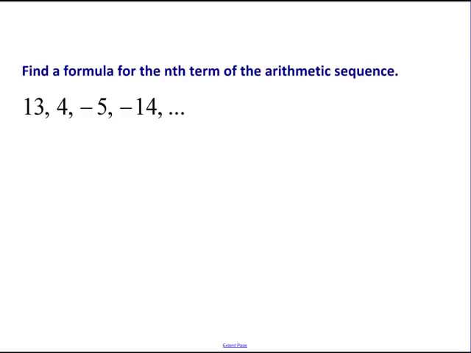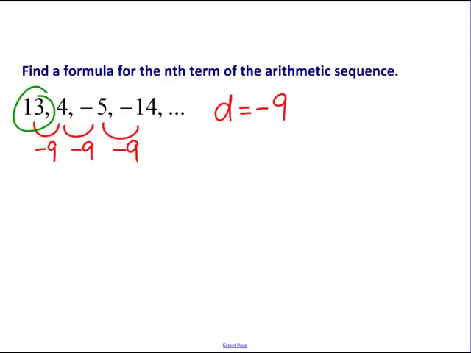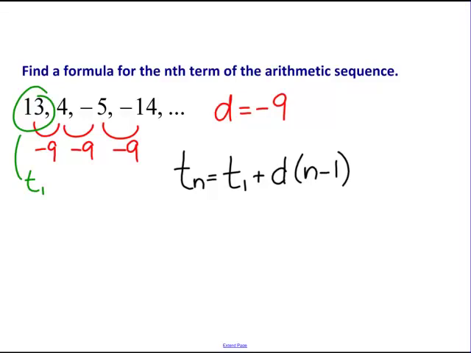So here's an example. We want to find the formula for the nth term of the arithmetic sequence 13, 4, negative 5, negative 14. First, we need the common difference, and I notice that to get from any term to the next, you're going to subtract 9. Which makes the common difference negative 9. So that's one of the pieces of information we need. The other is the first term. And it's clear that the first term of our sequence is 13. Remember, that's t sub 1. So to find any term of this sequence, t sub n stands for the nth term. You're going to take the first term and add the common difference times n minus 1.